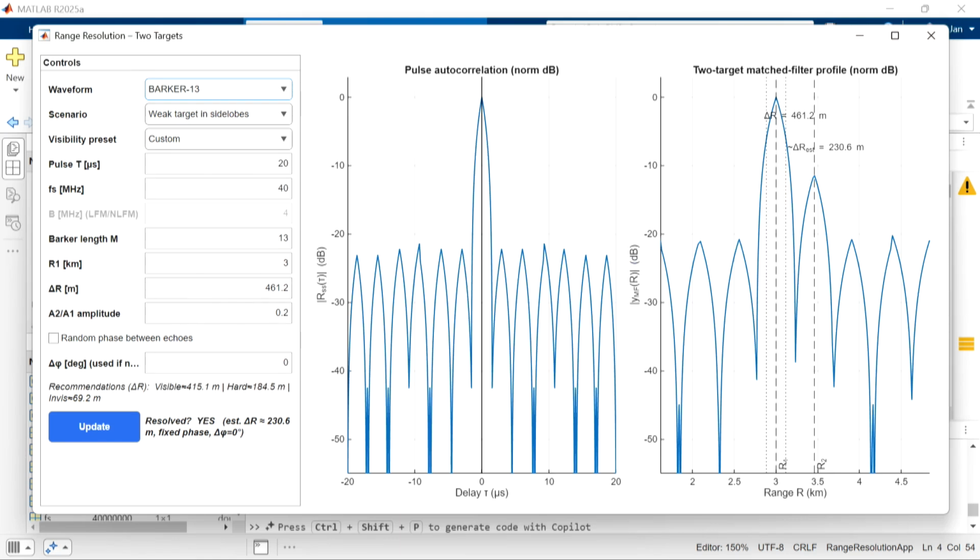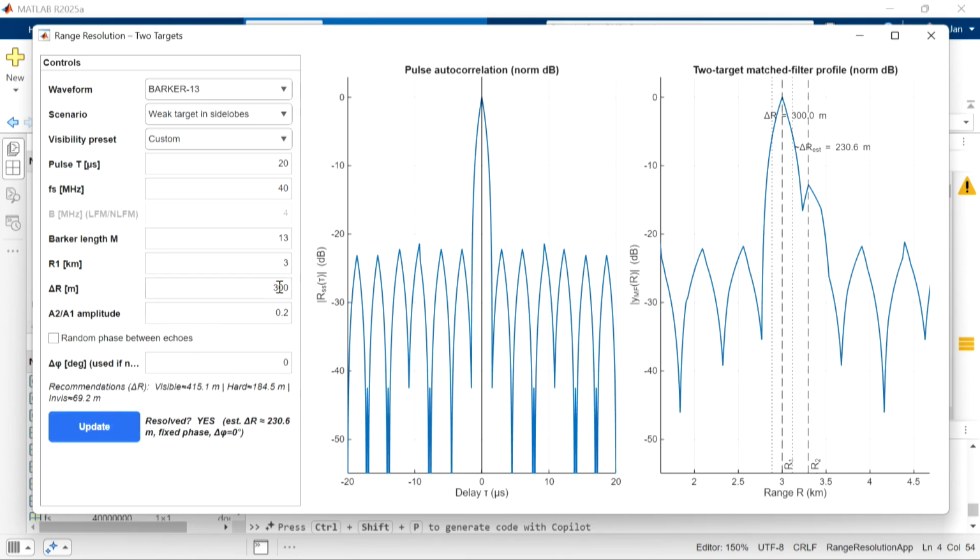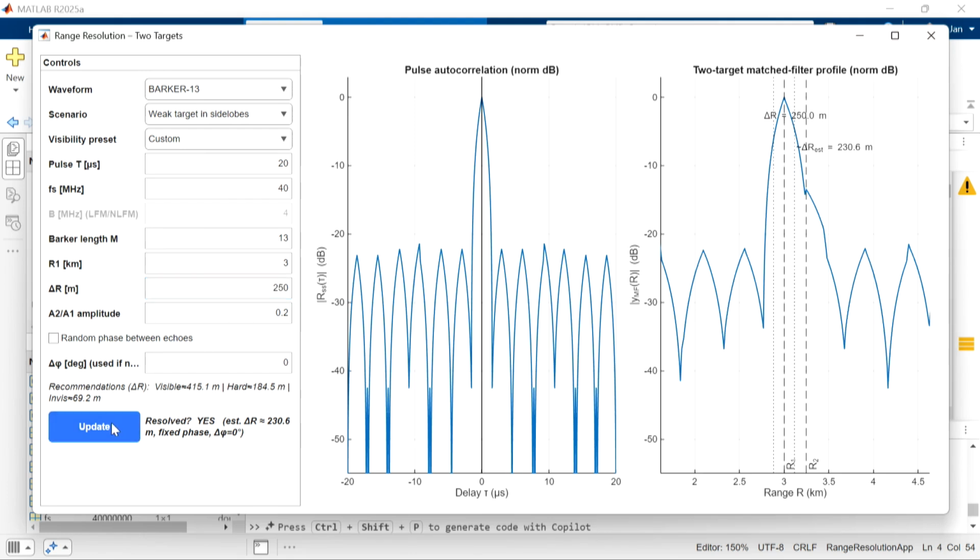So we will try it. Now the difference between targets is 500 meters. So we will put 400. You can see it is closer. Okay, I will speed up. 300, 250. Okay, done. Two targets, but only one is visible because the second one is hidden under that one.